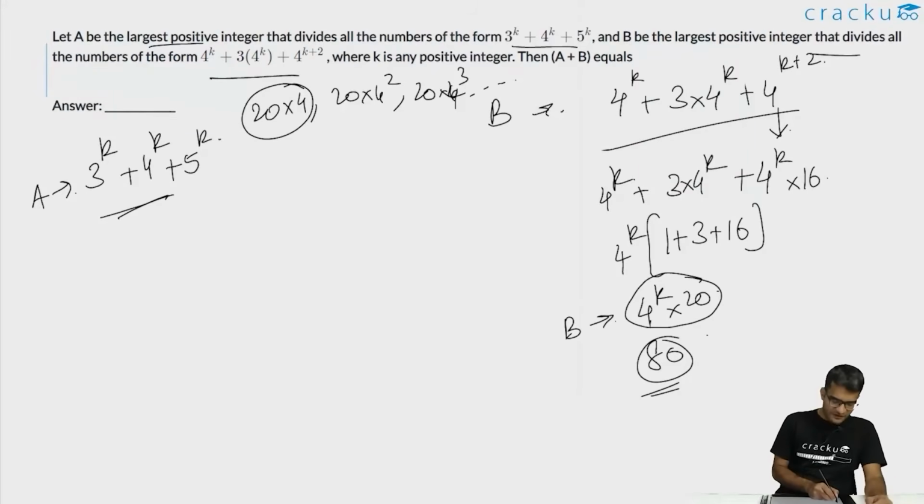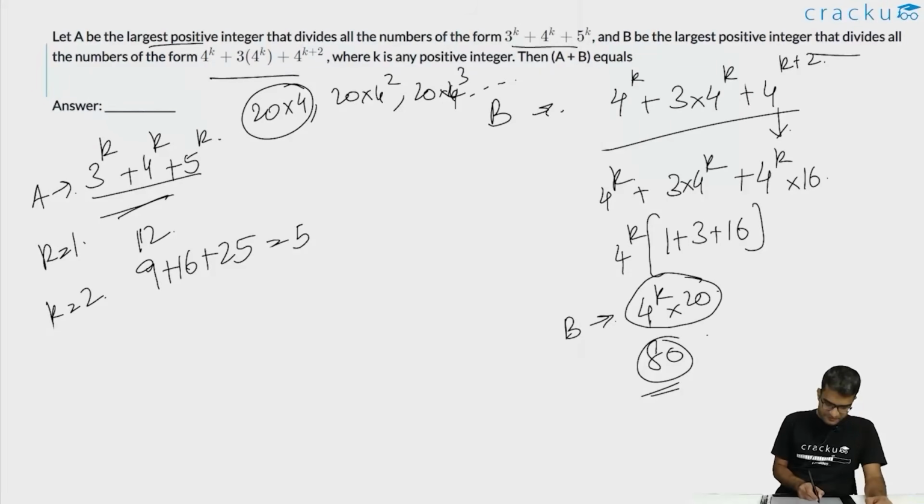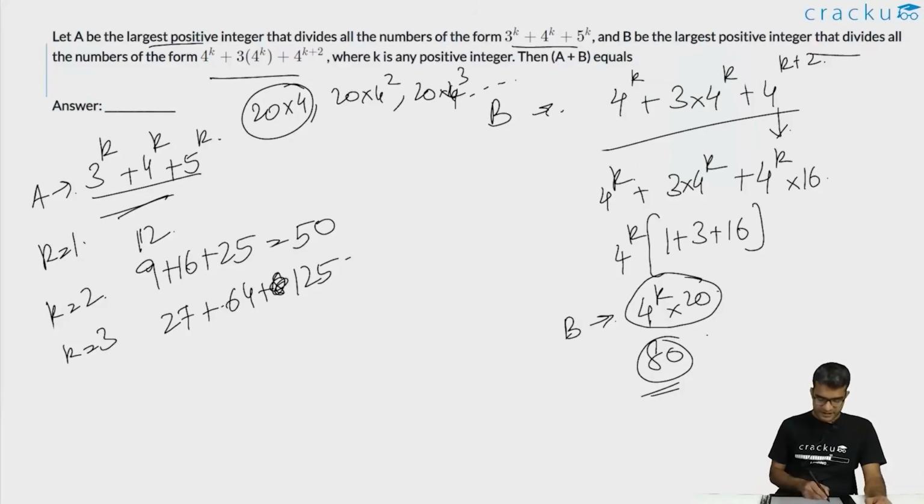If you are substituting the value of k to be equal to 1, this sum 3 to the power k plus 4 to the power k plus 5 to the power k is equal to 12. If k is equal to 2, that will be equal to 9 plus 16 plus 25, which is equal to 50. If k is equal to 3, this is 27 plus 64 plus 125. Now you would figure out that if you are looking at these two, for example, the HCF of these two numbers is equal to 2.